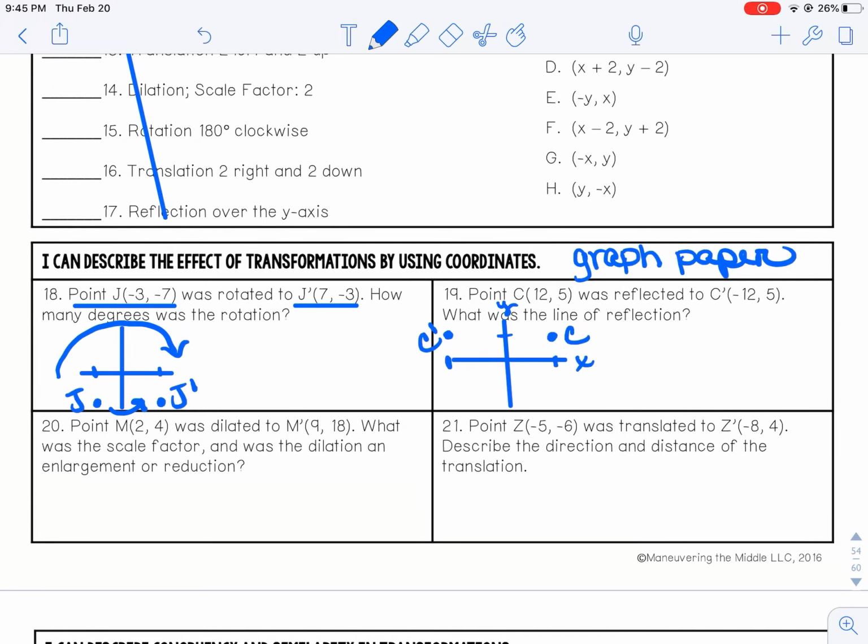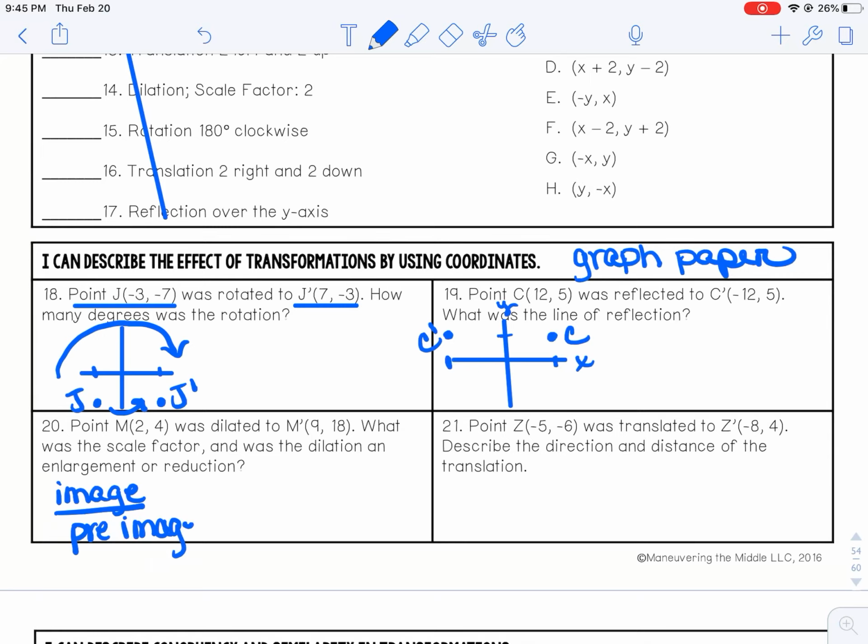Okay, number 20, the point M is at 2, 4, and it was dilated to 9, 18. What was the scale factor? And what was the dilation, an enlargement or a reduction? So let's set it up. Remember, image over pre-image.